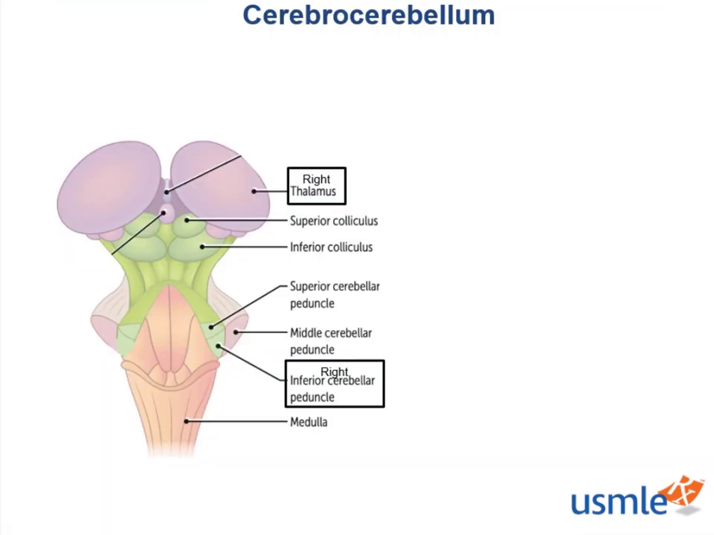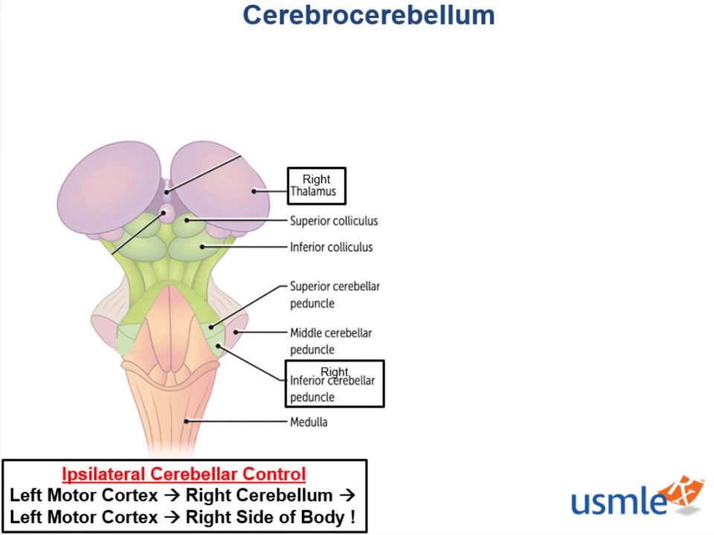Let's apply what we've learned to some high-yield functional zones of the cerebellum. The cerebrocerebellum refers to the areas of the cerebral cortex that interact with the cerebellum to coordinate motor movements. Overall, the ipsilateral cerebellum controls the ipsilateral side of the body. For example, the left motor cortex signals the right cerebellum, which communicates back to the left motor cortex that controls the right side of the body. There is a double cross.